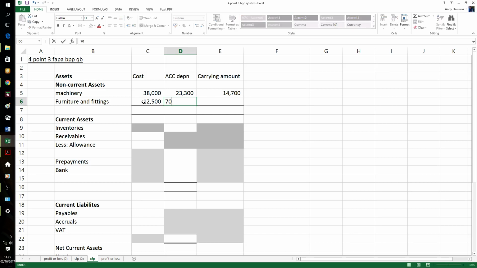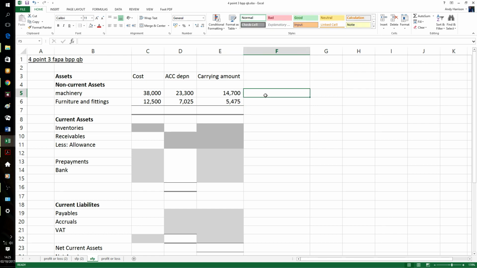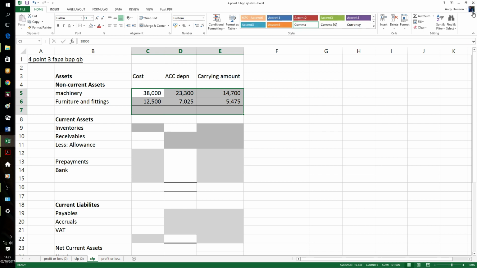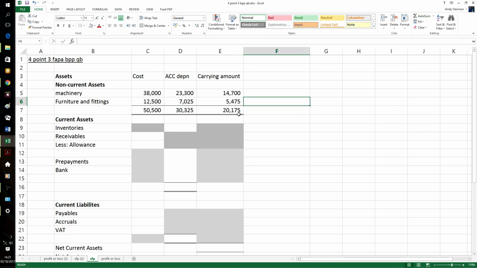After the trial balance, that's the cell reference. There we are, 5475. Put all the subtotals in. That's the one that matters. The 20175 is the value of our assets in our statement of financial position.